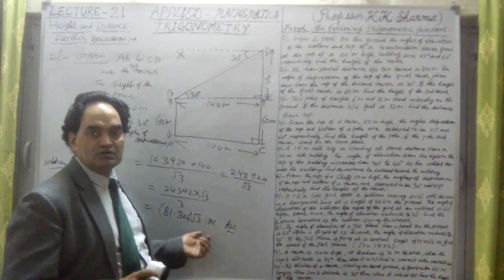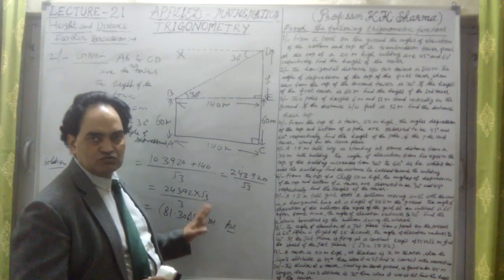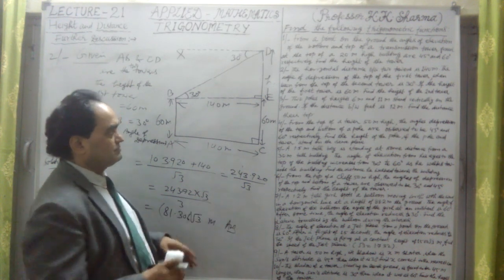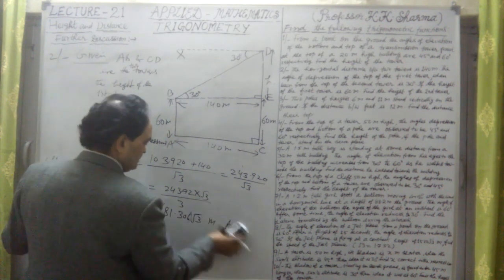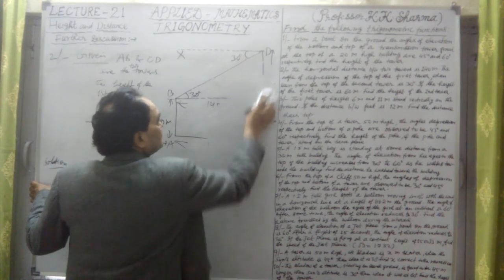Put the value of root 3, then calculate with the help of a calculator. That will give us the value easily, or we can multiply them also. It may take time, but it's very simple now. That can be done easier. So this is the height of the second tower.